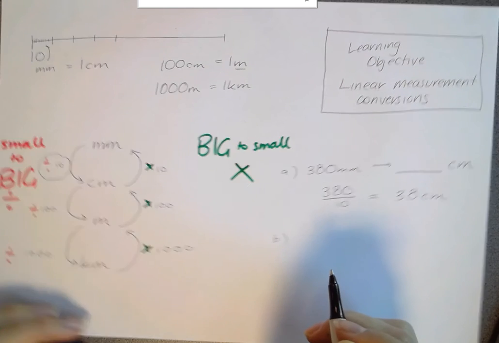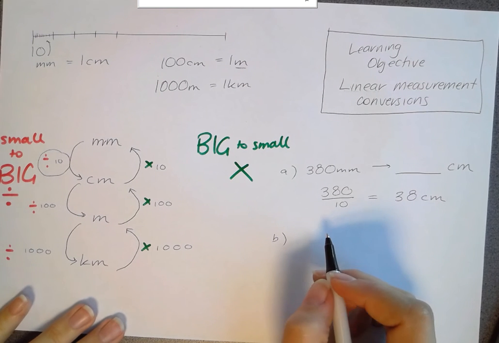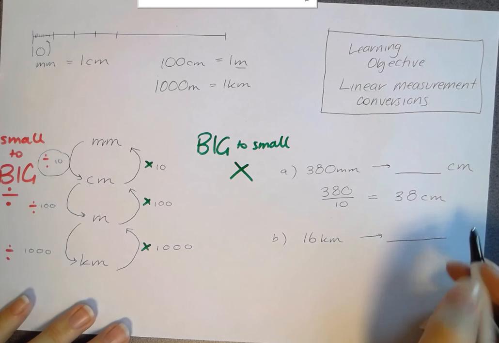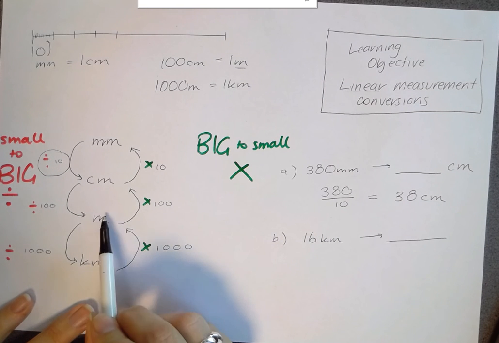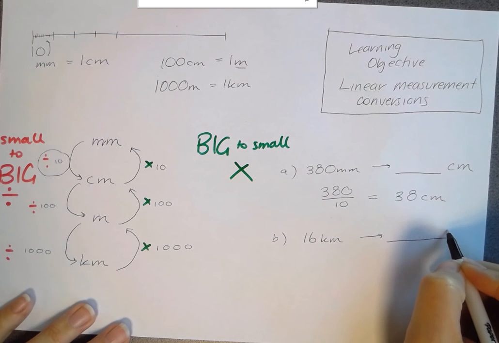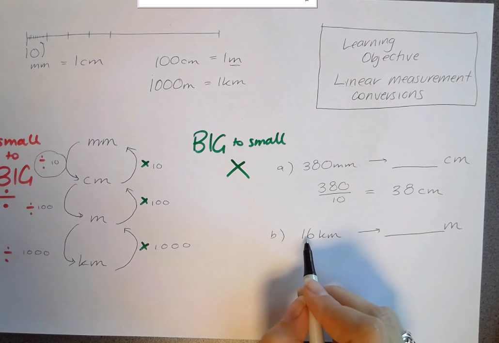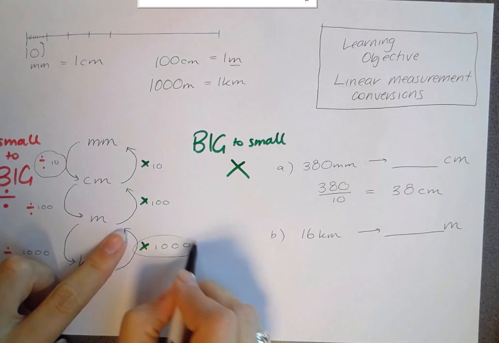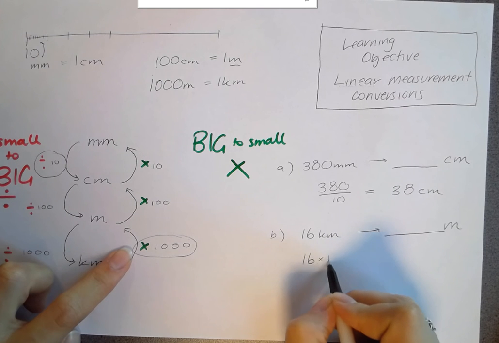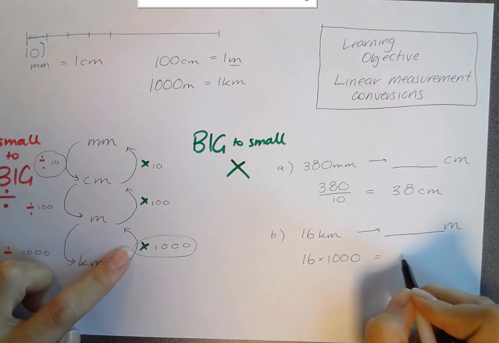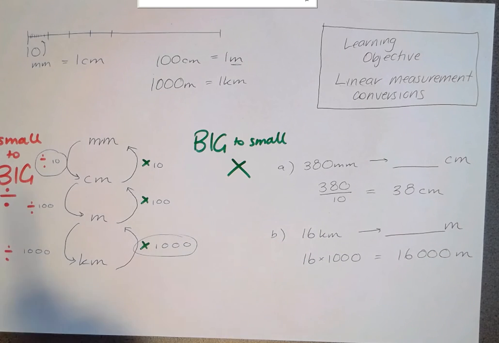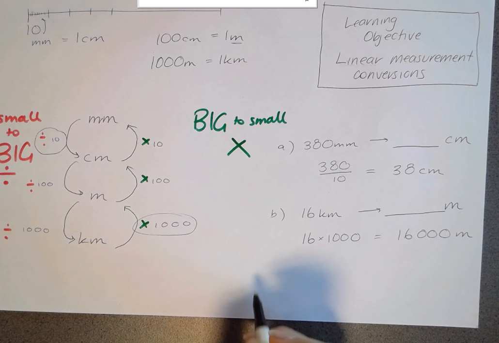If this time we want to go from, let's go from 16 kilometres to, I'm going to go from big to small this time. So we want to go to metres. If that is the case, we've got 16, we want to go from kilometres to metres, we have to do this operation. So 16 times 1,000 is going to give us 16,000 metres. This time we went from big to small. And we can actually do a couple of jumps, but then they get quite tricky. We might do some of them later on.